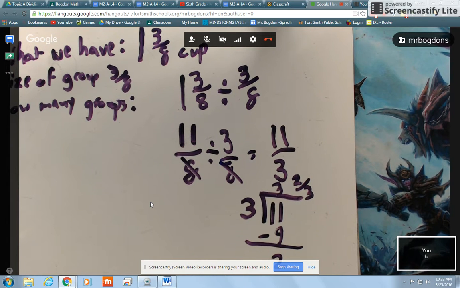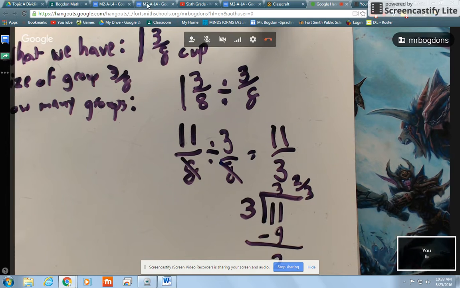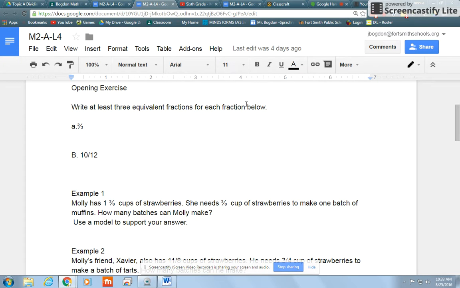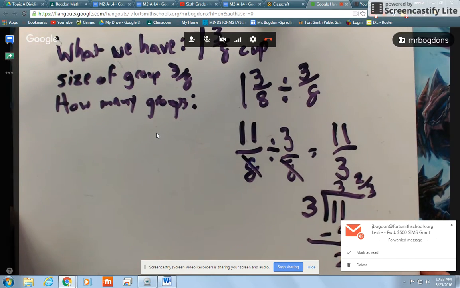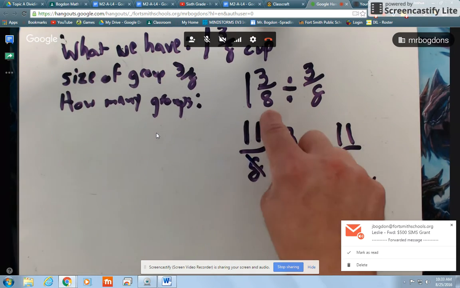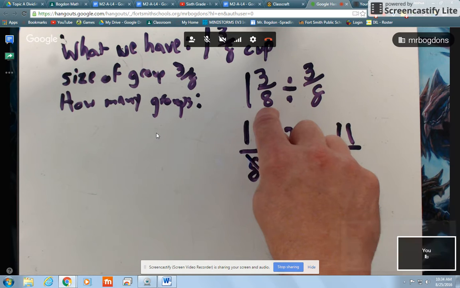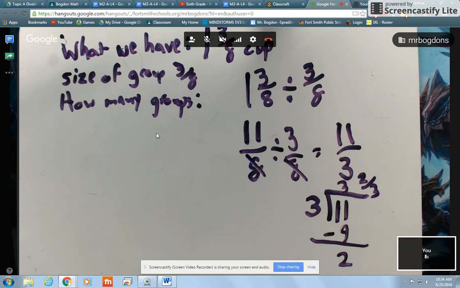But did the problem ask for a model? Oh, really? Yes. Use a model to support your answer. Now, as long as you understood that we needed to make this mixed number into an improper fraction, that's fine. So now we need to start splitting something into equal sized groups. As long as we have the equal size denominator, we can draw a model pretty easily, okay?